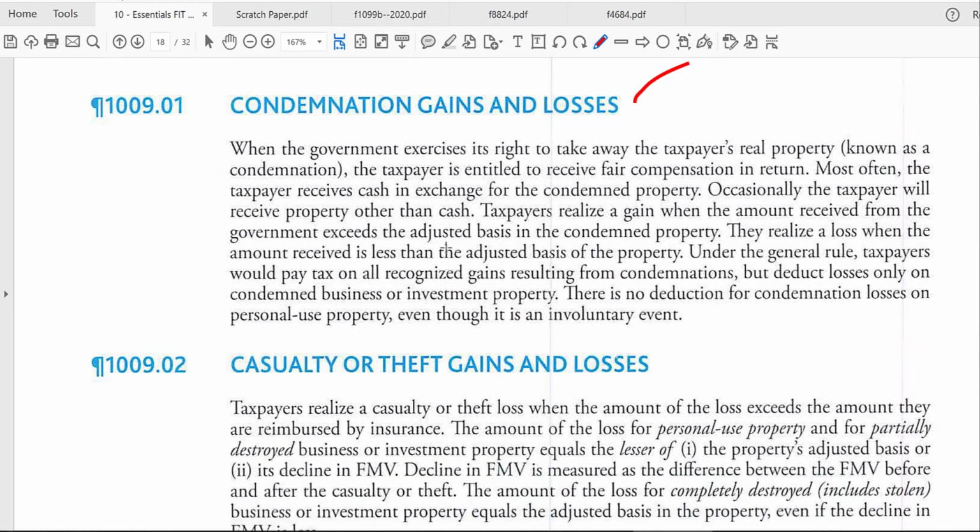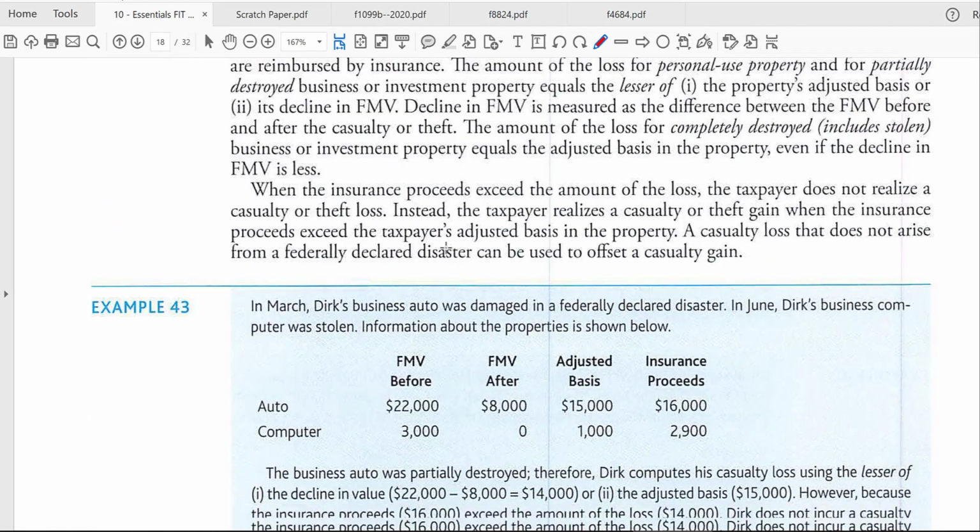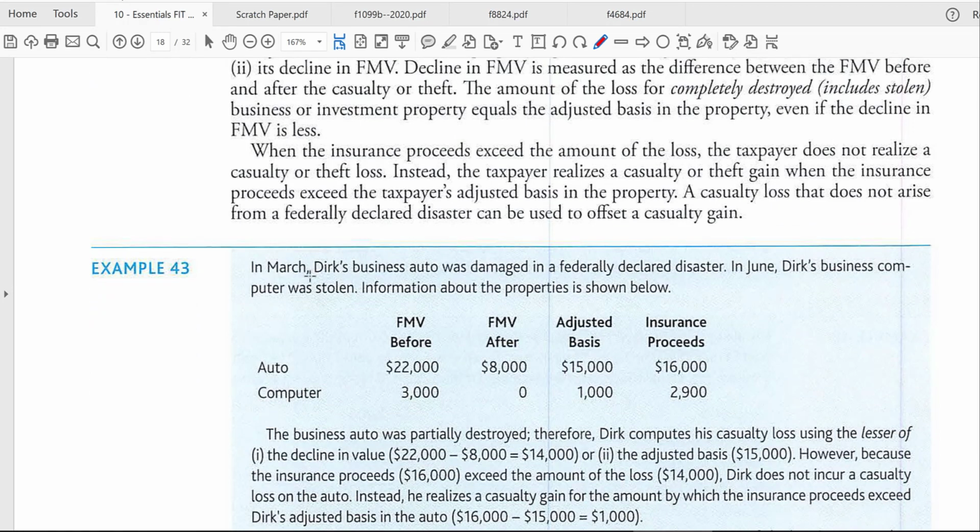Let's go through an example here. We have Dirk, who has an automobile. In this case, it's a business automobile, and also it was damaged in a federal declared disaster. Okay, because it's business, losses are deductible. Now, if this automobile was personal and it was related to a federal declared disaster, it also may be deductible. May, not necessarily will be.